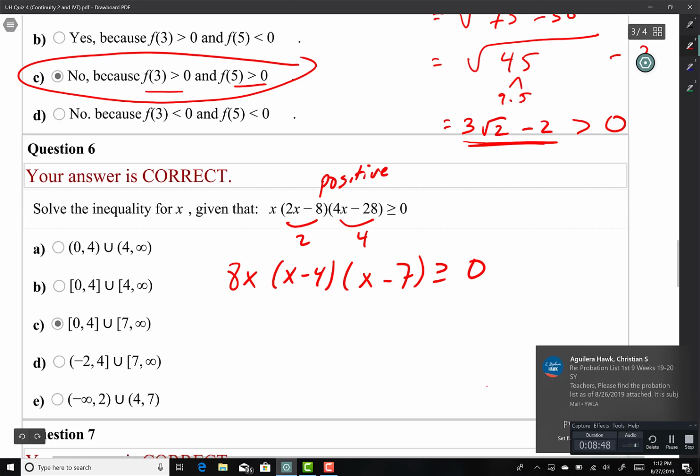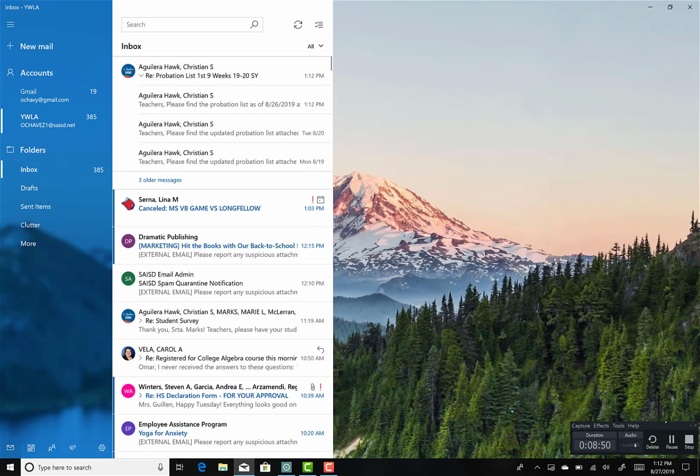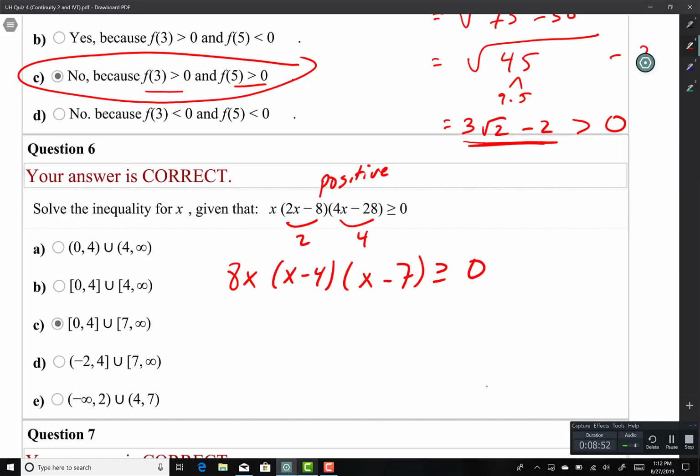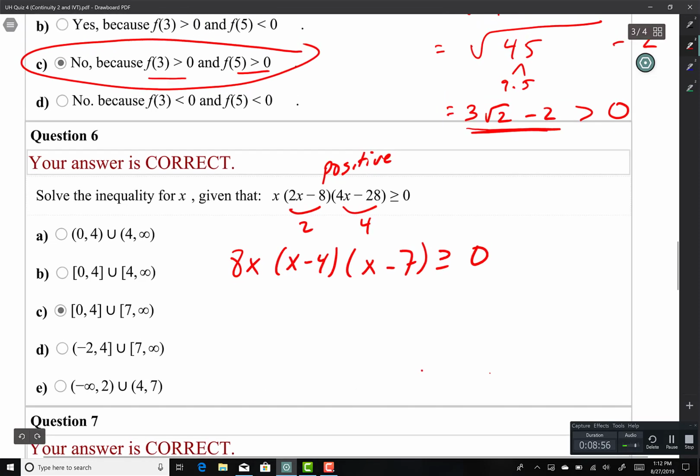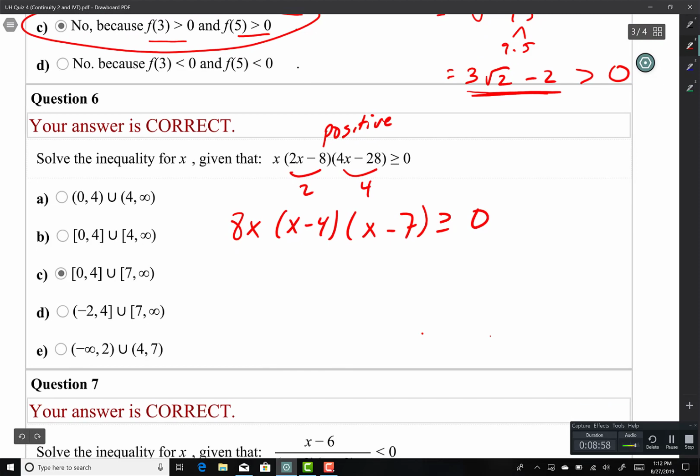So what I'm going to do now, sorry guys, is get something called critical numbers. That means when this equals 0. This equals 0 at 0. This equals 0 at 4. This equals 0 at 7. All I did was this: 4 minus 4 is 0, 0 times anything is 0. 7 minus 7 is 0, 0 times anything is 0. And 8 times 0 is 0.